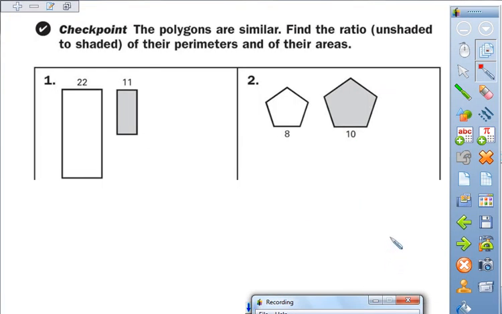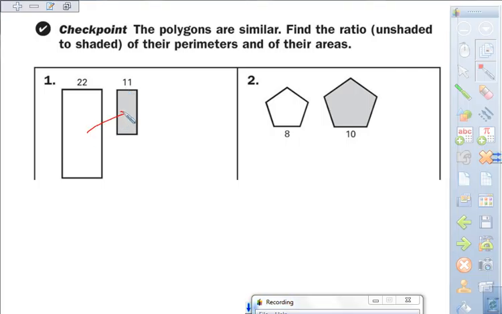The polygons are similar. Find the ratio unshaded to shaded of their perimeters and of their areas. So we start with the unshaded shape and we go to the shaded shape. Is this a shrink or an enlargement? I would say that this is going to be a shrink because we're getting smaller. So then our scale factor needs to be a number that we can multiply by 22 to make it smaller. So are we talking about 22 over 11, or 11 divided by 22? Yes, 11 divided by 22. So we need to reduce that, and we get 1/2.